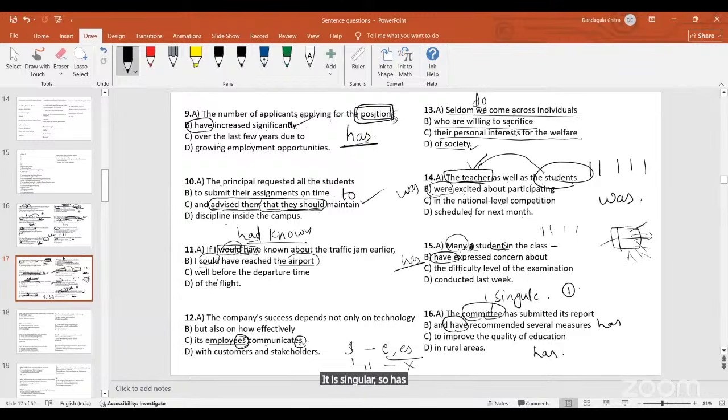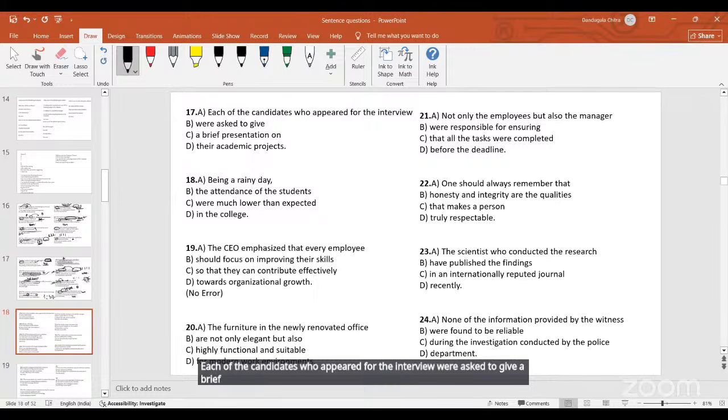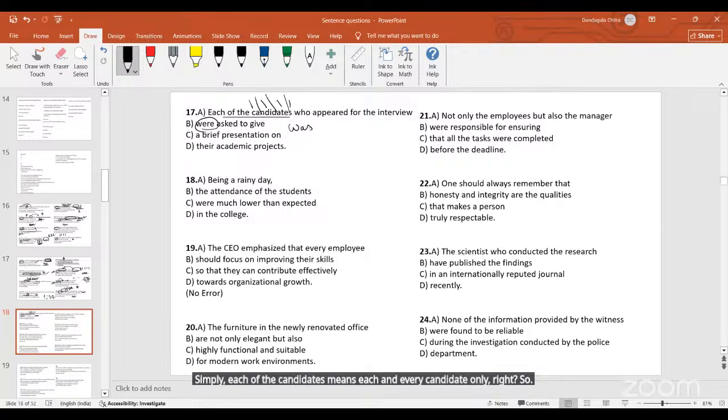The committee has submitted its report and has recommended, because they are all responsible for one committee. So has. Next, each of the candidates who appeared for the interview were asked to give a brief presentation on their academic projects. Option B, sir, was asked to give. Yes, it should be was. Simply, each of the candidates means each and every candidate only, right? So they come under the separate one.